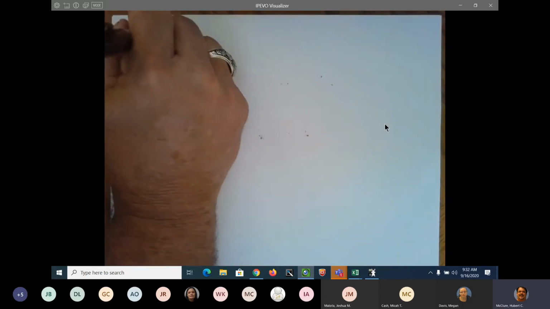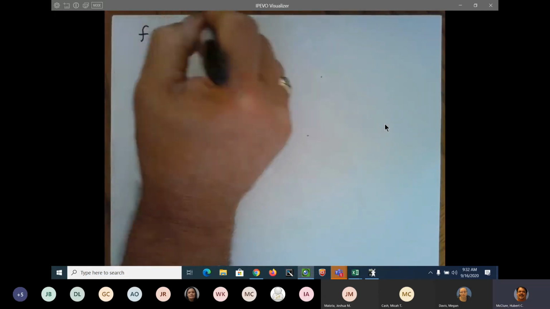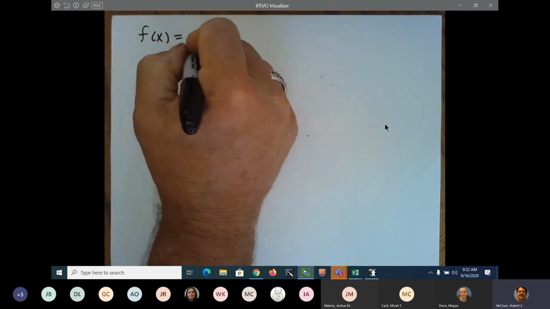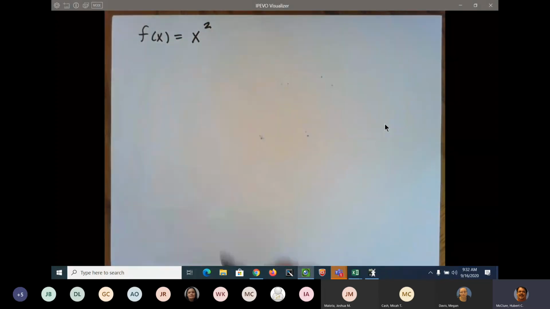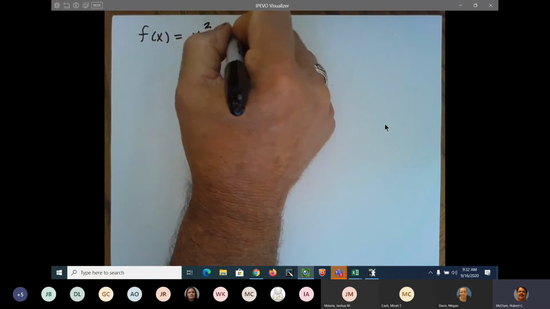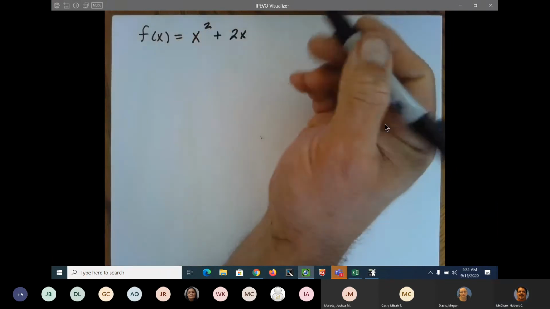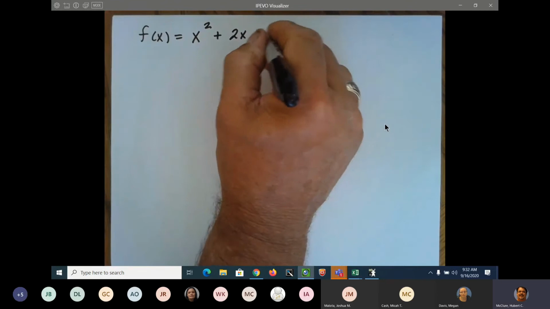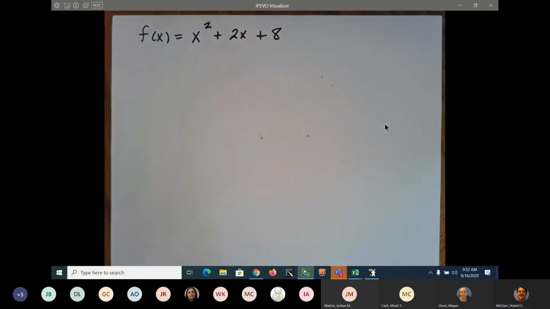f of x is equal to, I'm just going to do a regular, a is equal to 1, x squared plus 2x plus 8. Okay, now I want you to go ahead and use completing the square.